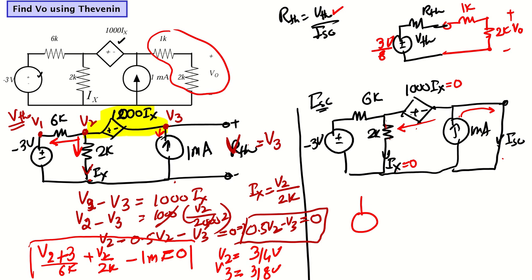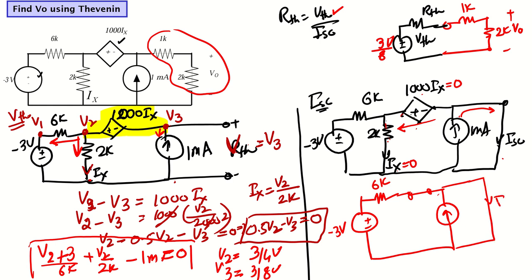So Ix is 0, no current is flowing, actually an open circuit here, so minus 3 volt, and we have our 6K here. This has no current, basically open circuit, and this is basically 0 volt, so basically a short circuit. And we have this current source here, which is 1 milli, and we want to find out what this current is. So what will these currents be? We can simply, for example, apply the current divider and voltage divider here.